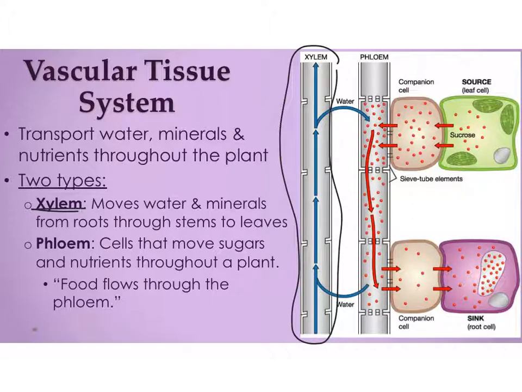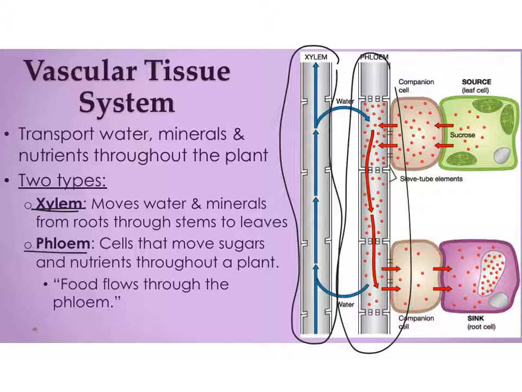The way that I remember the difference between the 2 is that xylem moves water, and water starts with a W and xylem starts with XY. So I think WXY, those all kind of go together. So water, xylem. The phloem is the tissue, the cells that are going to make up the tissue that moves sugars and stuff through the plant.